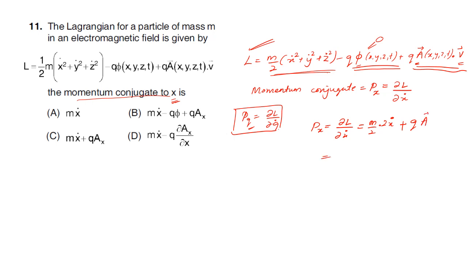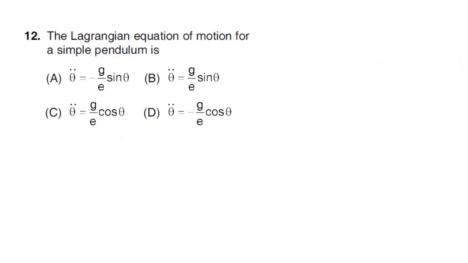Since the momentum conjugate to x is asked, we can write it as m x dot plus q A x. Option C is correct. The Lagrangian equation of motion for a simple pendulum: consider a simple pendulum, with this angle as theta and this length as the length of the pendulum, L.